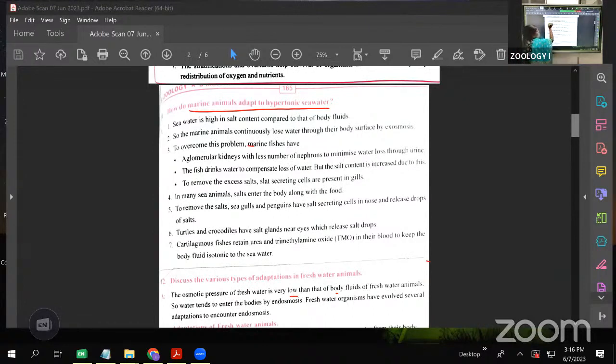Sea water, all of you know this one. Sea water is high in salt content. That's why we call it marine water. It has more salt content compared to the animal's body fluids. Clear? So the marine animals continuously lose water. For example, take any fish inside the marine water.